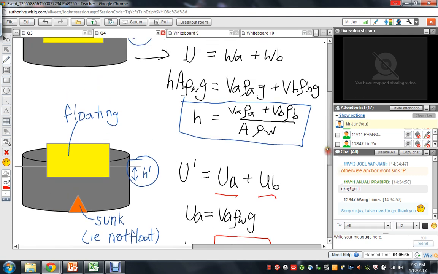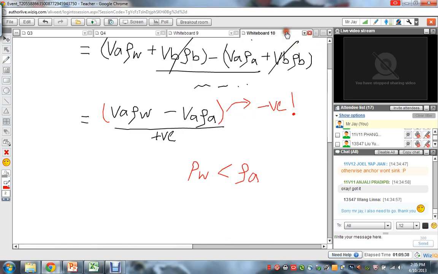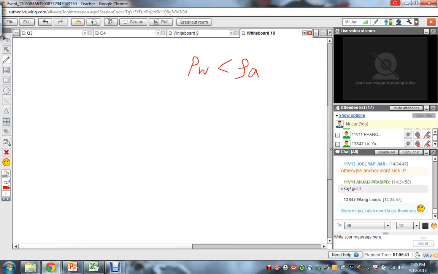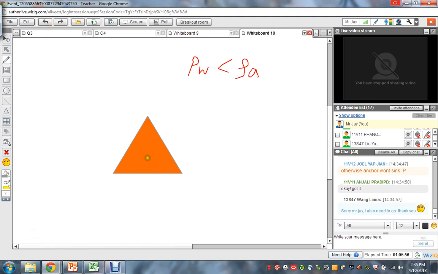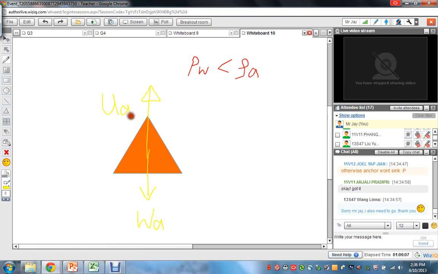Why? Let me draw you a diagram for the anchor once it has sunk. When the anchor has sunk to the bottom, what are the forces acting on it? There is an upthrust. There is also the weight of the anchor. But since it's lying on the bottom of the ocean bed, there is an additional normal force.